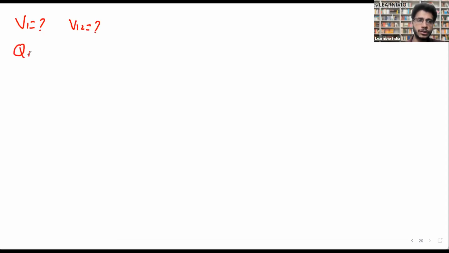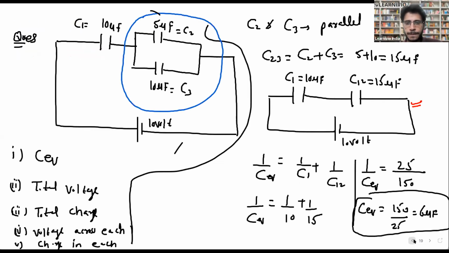Sir, can you take the previous slide? Yeah, the previous one. Sir, for this we can make it like 3 by 30 plus 2 by 30, right? Why 30? LCM, like 30 as LCM. This is the LCM of 10 and 15. Yes, you can write 30. And it will be like 5 by 30. So it will be 1 by 6. But say that this 1 by 6 is 1 by C equivalent, right? Yeah. Then you will take the reciprocal.